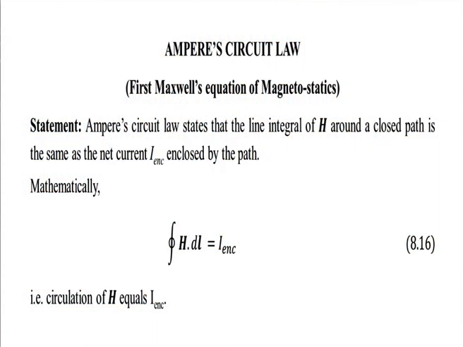Next we come to Ampere's circuit law. Here we shall also get the first Maxwell's equation in magnetostatics. Ampere's circuit law states that the line integral of H over the closed path is equal to the net current enclosed by that path. Mathematically, the line integral of H dot dl over the closed path is equal to I enclosed.